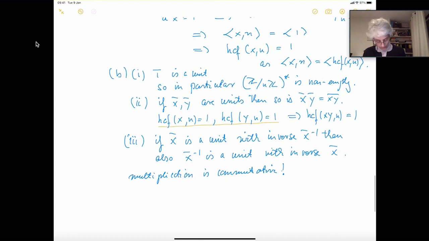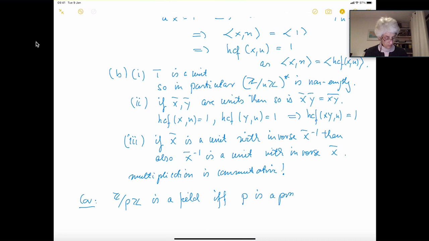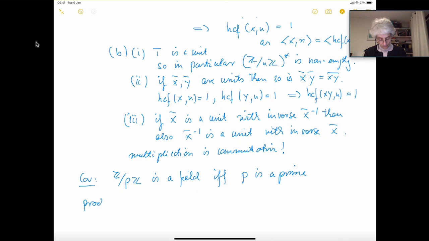Right, so as a corollary, when we look at Z mod PZ, then I claim this is a field. And we claim this is a field if and only if P is a prime. Well, there's not much to prove. We note that the units, this time around, of course, everything is coprime to P apart from 0. So the units here are actually just the set Z mod PZ without the 0. And this forms an abelian group. And that's really all we need to say, because now all the field axioms are satisfied.